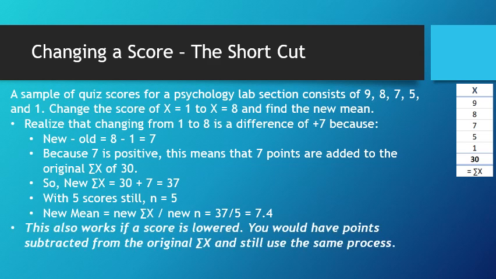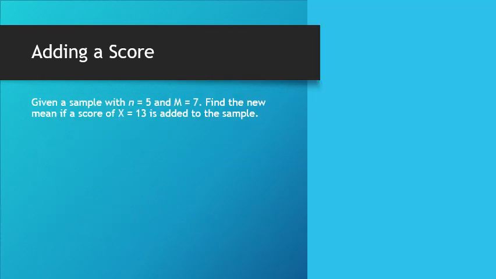This also works if a score is lowered. You would have points subtracted from the original summation of x. You would still use exactly the same process.